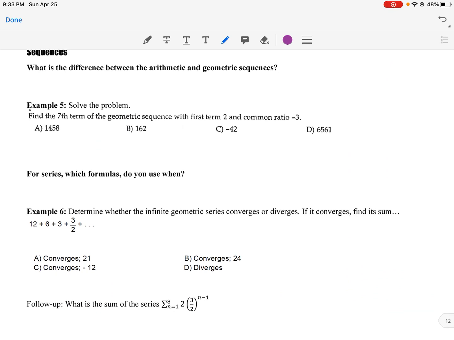So now let's go ahead. Remember, the difference is that with arithmetic you add or subtract, and with geometric you can think about multiplying or dividing to get the sequence.